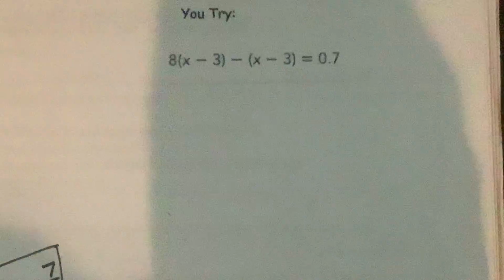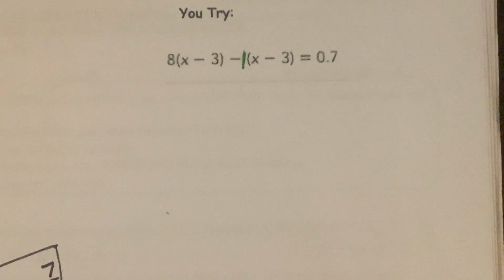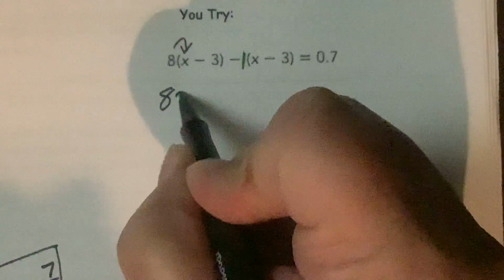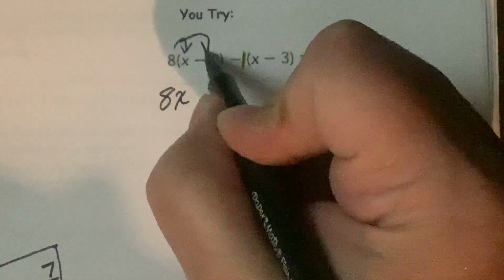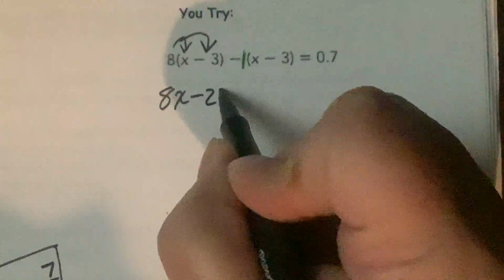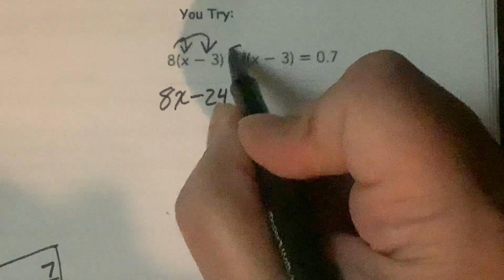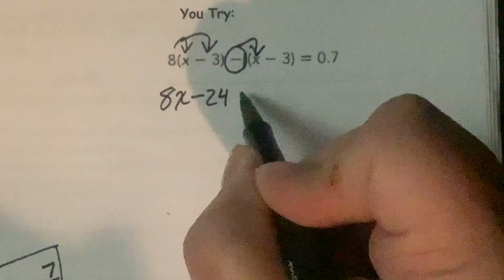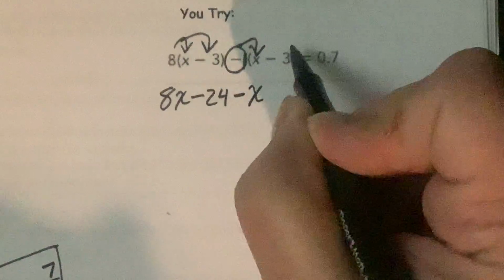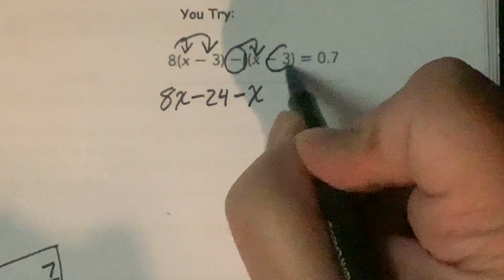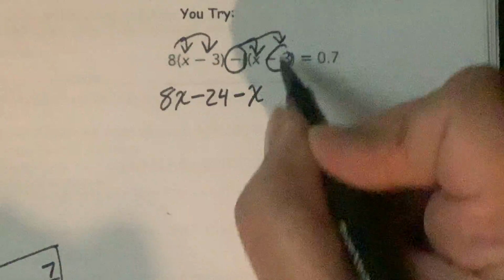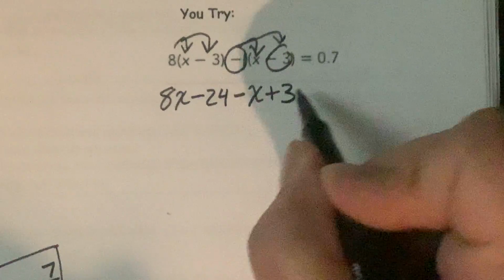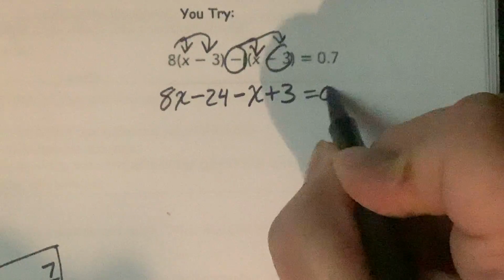All right. I hope you did that. The first thing you need to know is this is negative 1. And the first part is easy. 8 times x, 8x. 8 times negative 3, minus 24. Negative 1 times x, negative x. And negative 1 times negative 3 is positive 3, equals 0.7.